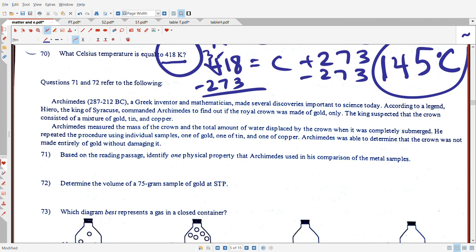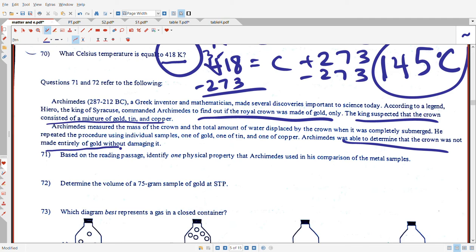Archimedes, a Greek inventor and mathematician, made several discoveries important to science today. According to legend, to find out if the royal crown was made of gold only, the king suspected that the crown consisted of a mixture of gold, tin, and copper. Archimedes measured the mass of the crown and the total amount of water displaced when it was completely submerged. He repeated the procedure. He was able to determine the crown was not made entirely of gold without damaging it.